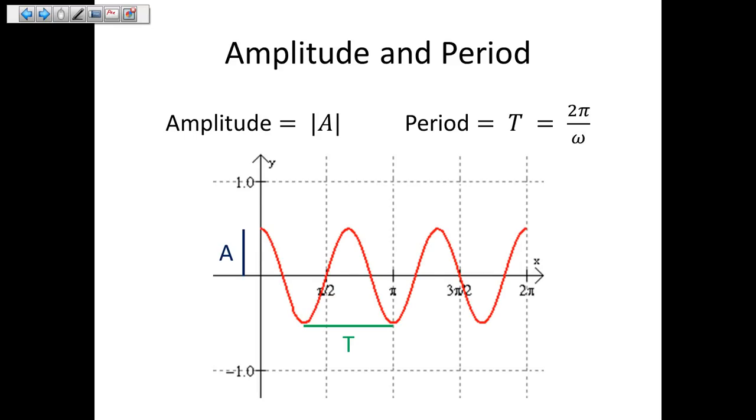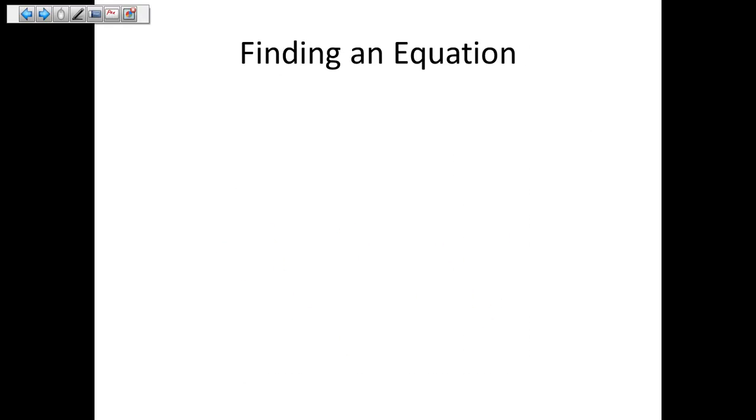It's not that number with the x, it's 2 pi divided by that number. We're going to look at some examples, don't worry. So let's go ahead and find an equation. We're going to start by determining the amplitude of the wave. So that's like step 1, determine the amplitude of the wave. That's going to tell us what number goes in front of the sine or cosine.